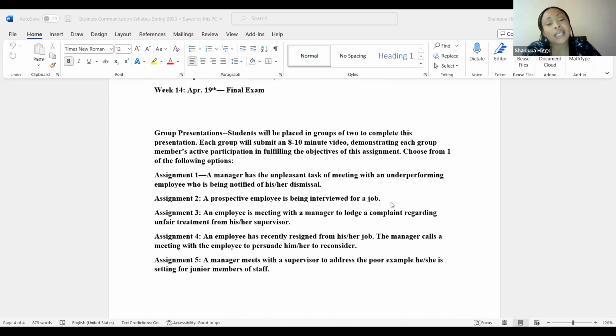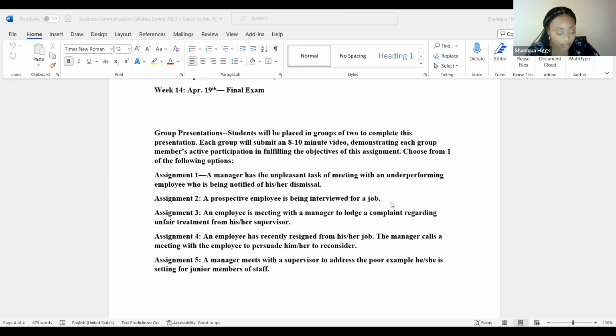An employee is meeting with a manager to complain about his supervisor. So you're kind of serving as a mediator. This would be an exercise that shows how a manager handles a difficult situation with tact and professionalism, right? How he or she maintains order and gets resolution without necessarily bad-mouthing another employee. So it's going to involve some degree of tact.